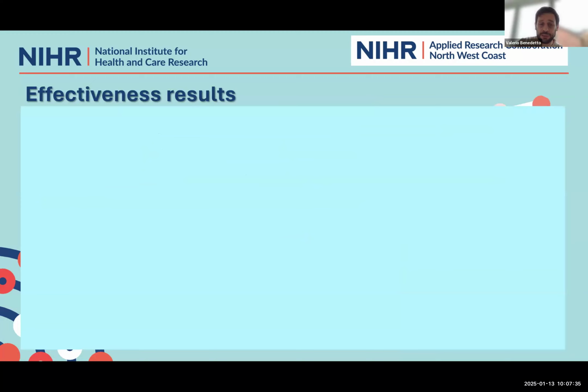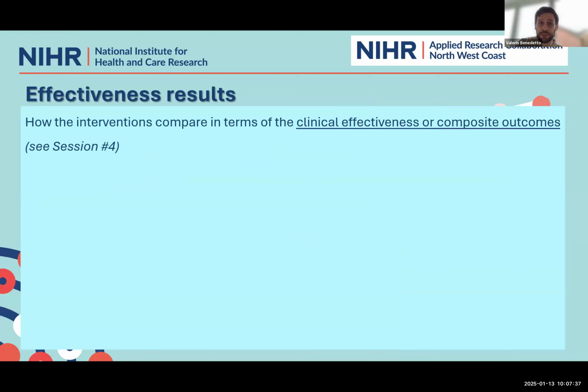Now, I'm going to discuss effectiveness results. We're going to use the paper on advanced Parkinson's disease, which we've been using during the course. With effectiveness results, we're really looking at how the interventions compare in terms of clinical effectiveness or composite outcomes. You will remember this distinction from session 4, where we described how clinical effectiveness outcomes apply to cost effectiveness analysis, cost consequences analysis, and composite outcomes, i.e. QALYs, applied to cost utility analysis.